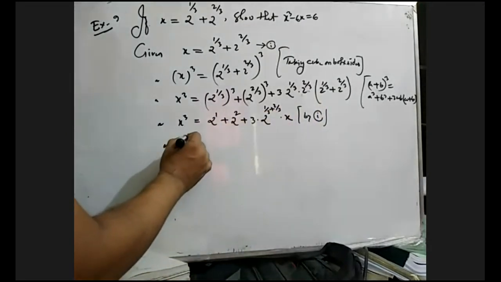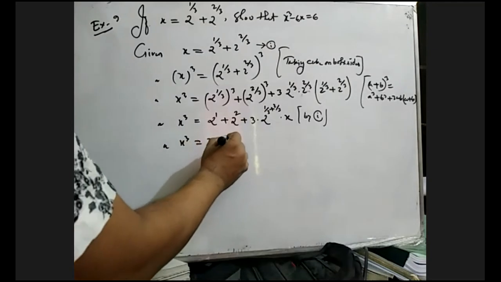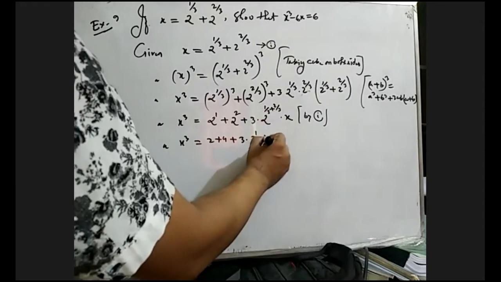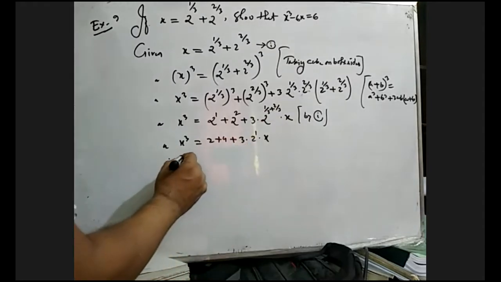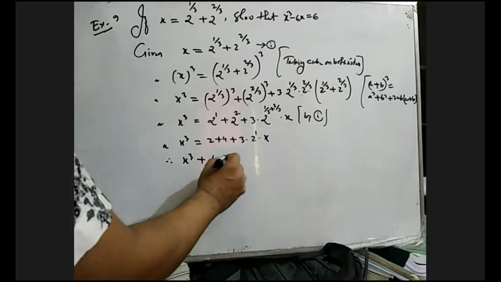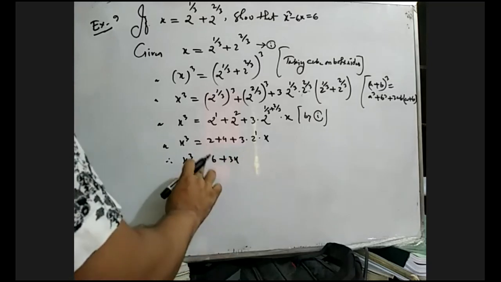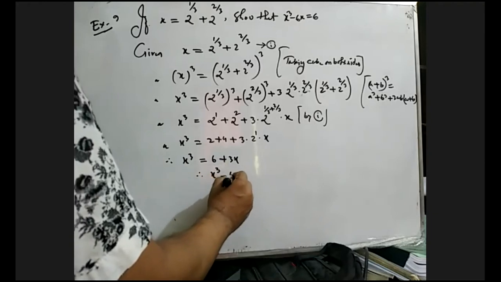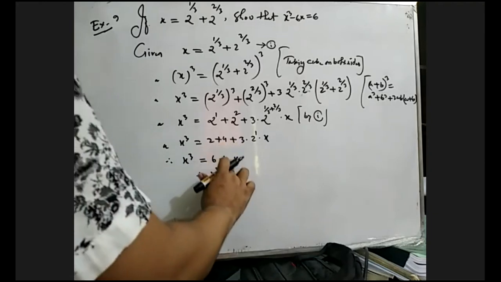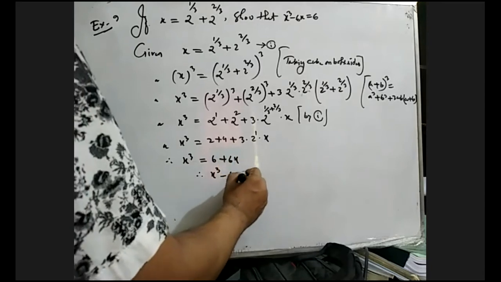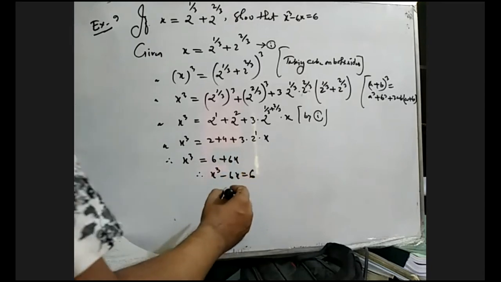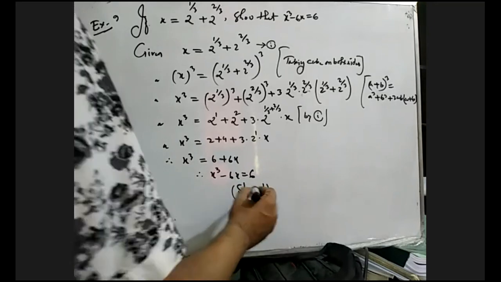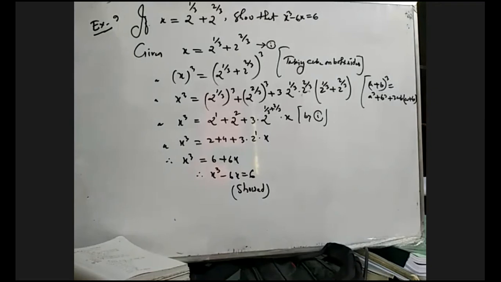So x cube equals 2 plus 4 plus 3 into 2 to the power 1. Taking LCM, we get only 1. So therefore, x cube equals 6 plus 36. Hence, x cube minus 6x equals 6. This is the proof.